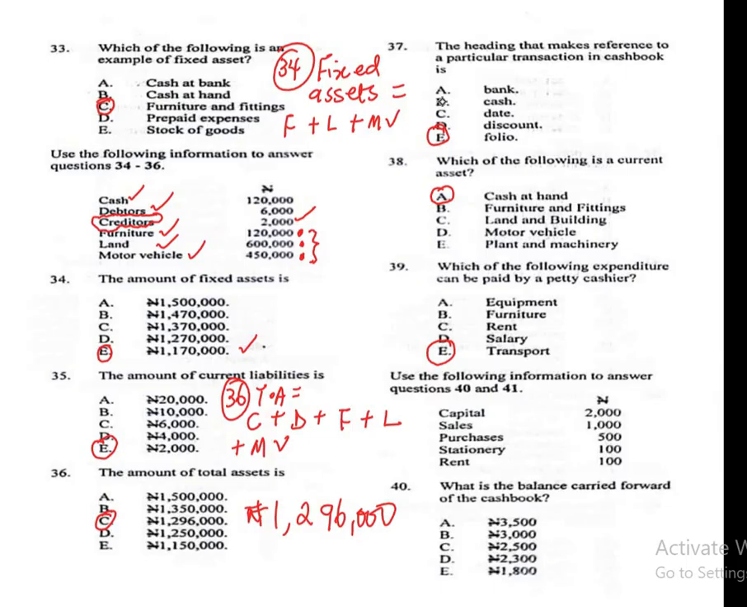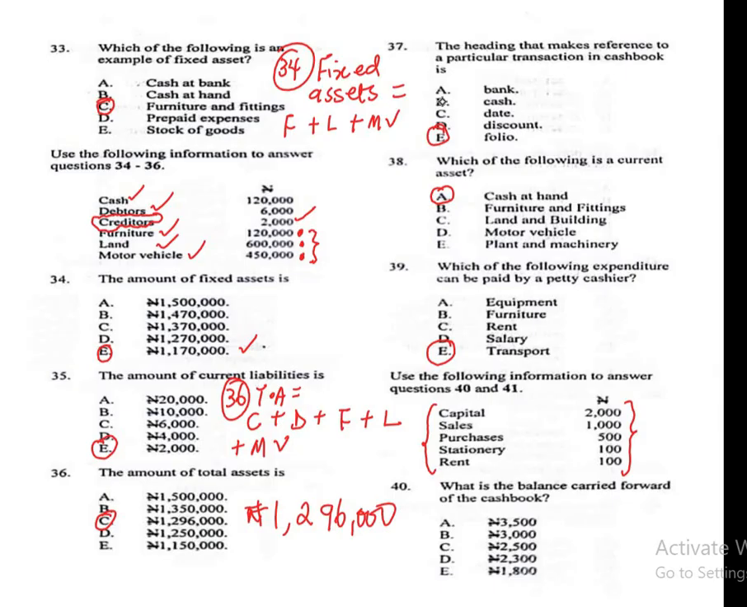To answer questions 40 and 41, we need this information. Use the following information to answer questions 40 and 41. Capital 2,000, sales 1,000, purchases 500, stationery 100, rent 100. Before I solve this question, you can get your note and paper and take this information down so that you can understand the calculation I'm about to do. You need this information.